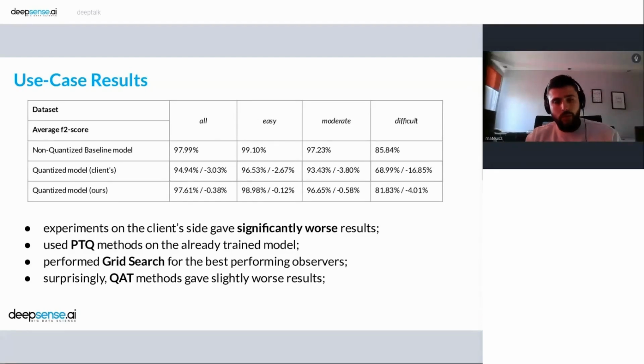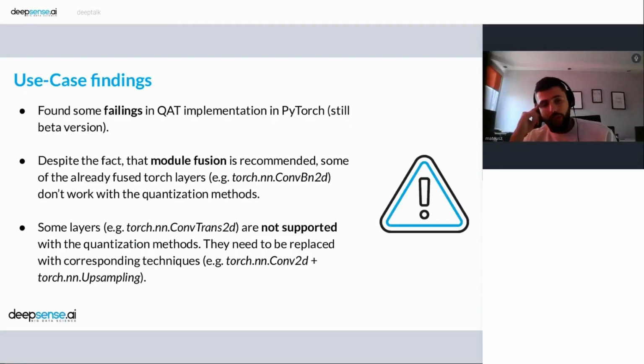During the project, we found some issues with the quantization methods in PyTorch. First of all, there were some failings in the quantization-aware training implementation, especially concerning the fake quantization module, as the quantization is still in beta version in PyTorch. So we were aware that it will not be perfect.